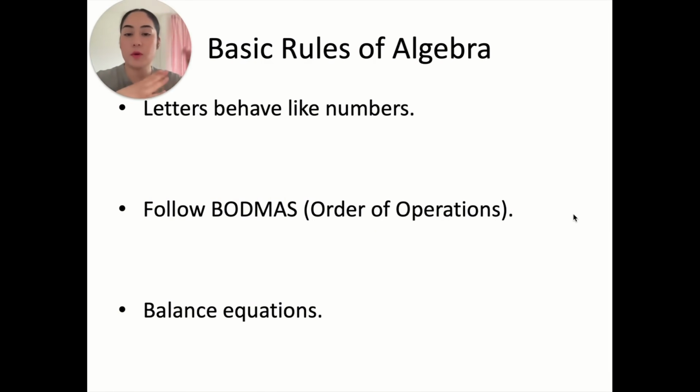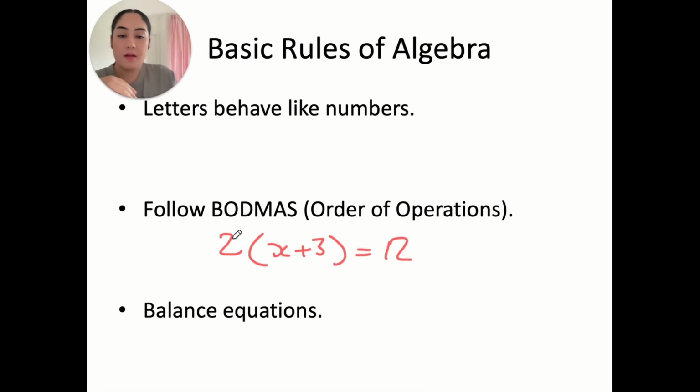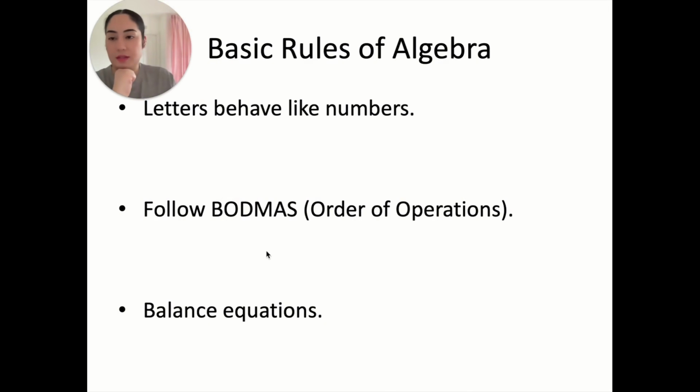Second rule is they follow the rules of BODMAS. BIDMAS or BODMAS, whichever you're familiar with, they work in the same way. So again, if we have 2x plus 3 is equal to 12, first we've got to deal with the multiplication, then we deal with the addition. Does that make sense? So rules of BODMAS: brackets, order of operations or indices, division, multiplication, addition, subtraction. We always go with those orders when we're dealing with letters as well, because, like I said, they behave like numbers.